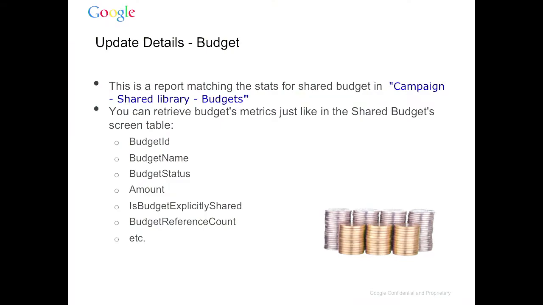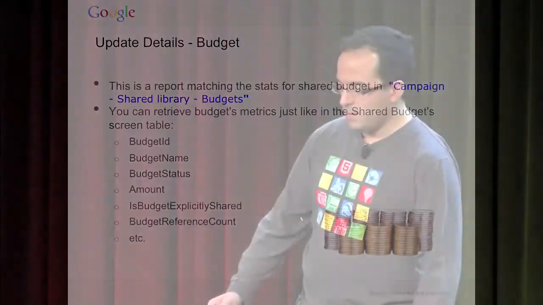Then budget. There's a new report for campaign, which falls under what I mentioned, the shared library. In the shared library, you have budgets that you can share across multiple campaigns. We are now offering you a report on those. That report has things like the budget ID, the budget name, the budget status, the amount of that budget, et cetera. So it's basically structural information about your budget and how it is performing.